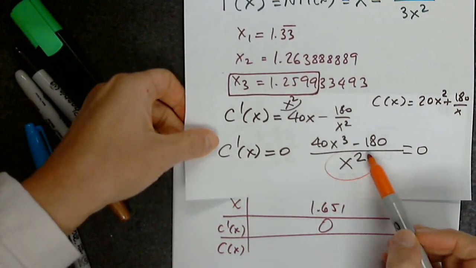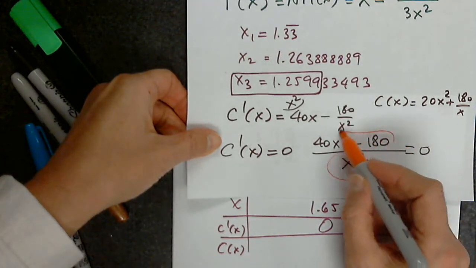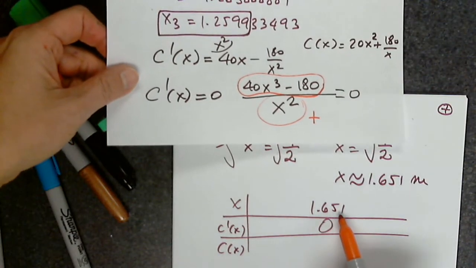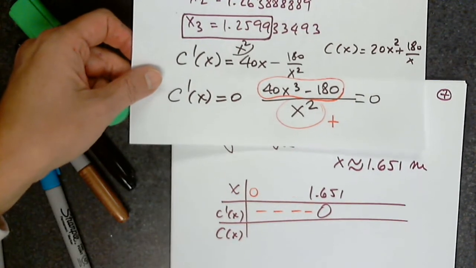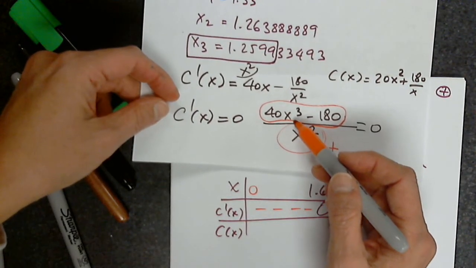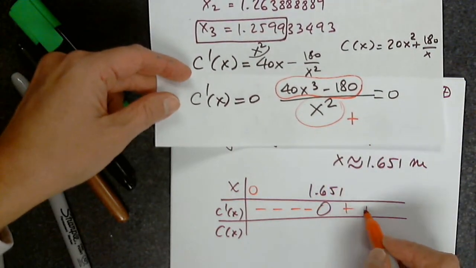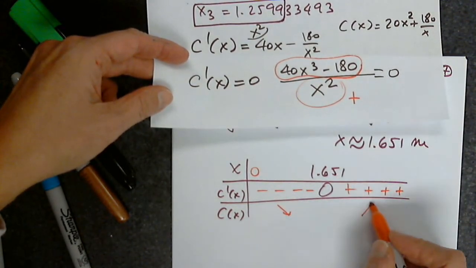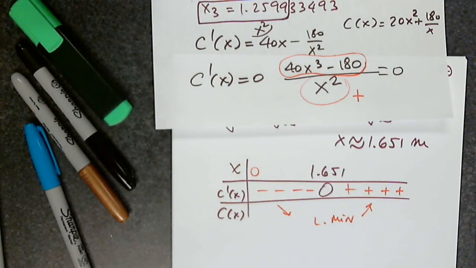So this is definitely a positive number. Now the numerator, I don't know. I'm just going to plug in two numbers. So 1.6, I'm going to plug in 0. It's negative. I'm going to plug in 100. 100 cubed times 40 is way over 180, so this must be positive. And this is definitely a situation for the local min. No doubt that the sign gives a local minimum.